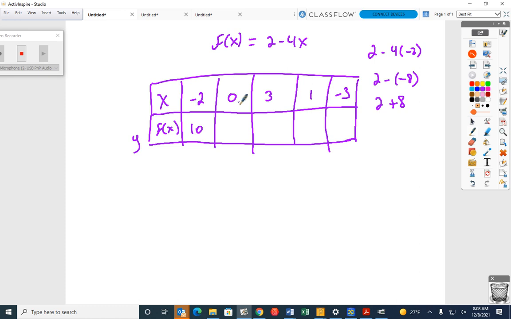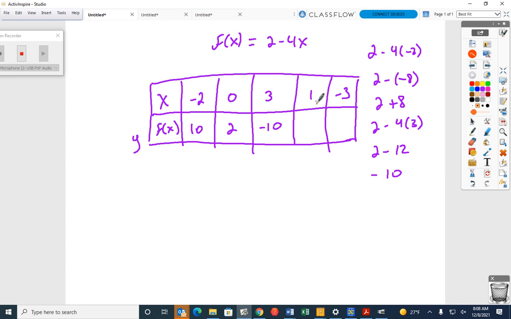What's this going to be? This one's easy. You should be able to look at it and identify it quickly, because anything times 0 is what? 0. And 2 minus 0 is what? 2. Good. What about this one? 2 minus 4 times 3. What's 4 times 3? 12. What's 2 minus 12? Negative 10.